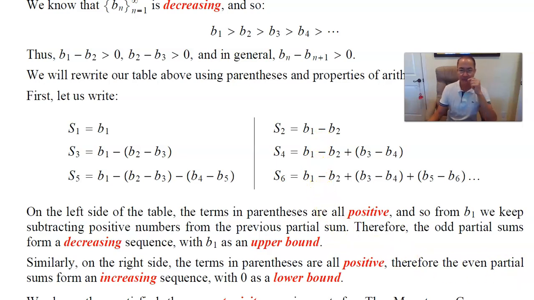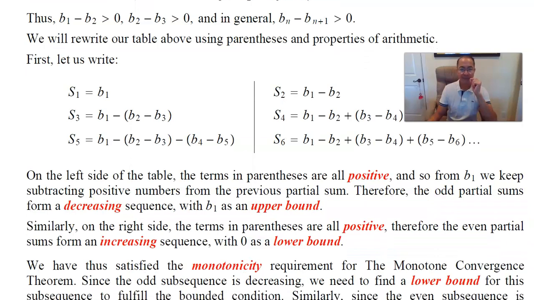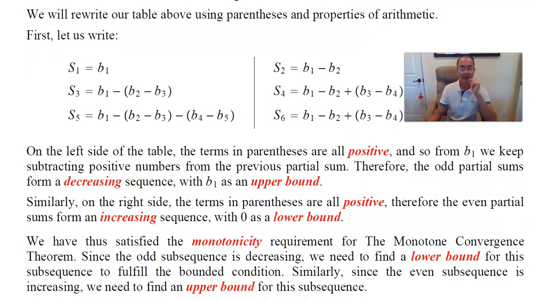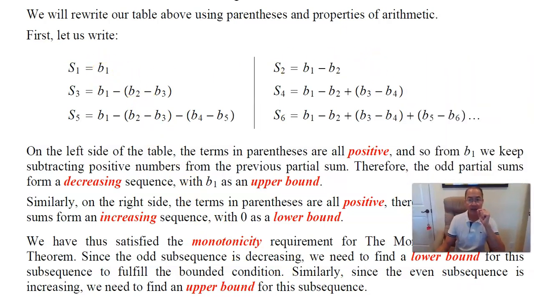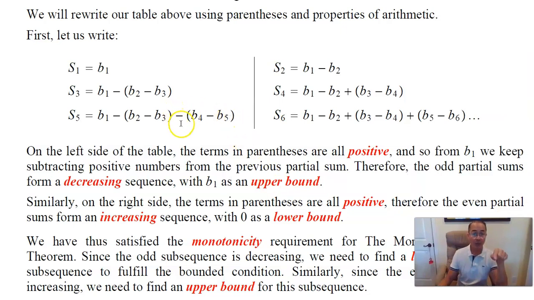Okay, so now we have satisfied the monotonicity requirement for the monotone convergence theorem. We just need the boundedness property. Okay, we have an upper bound for the odd partial sums. We need a lower bound. We don't have a lower bound just yet. We have a lower bound 0 for the even partial sums. We don't have an upper bound just yet.